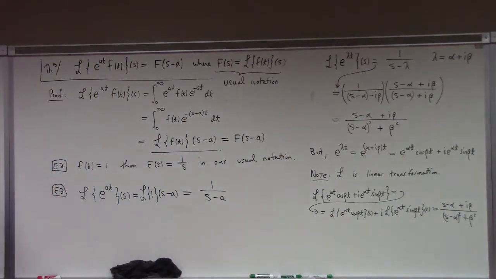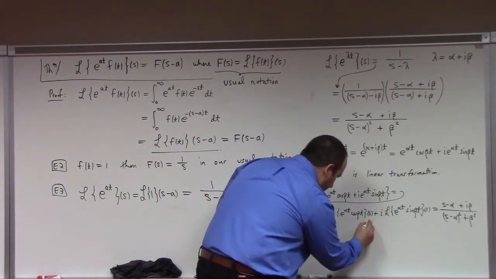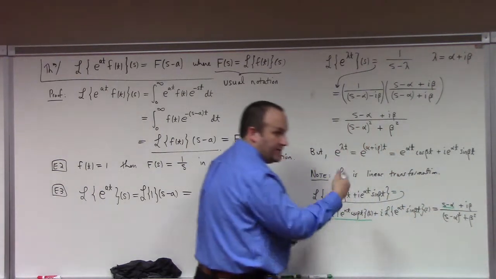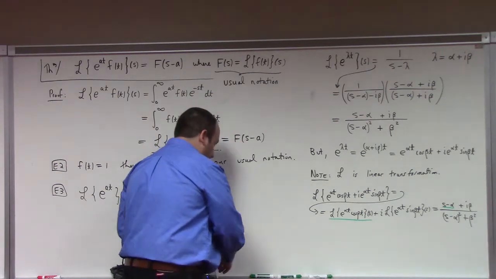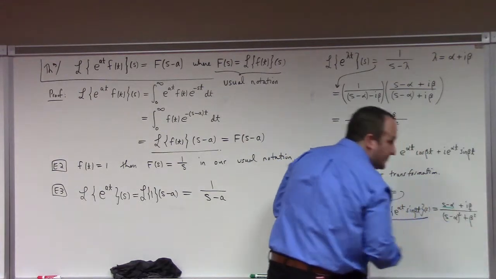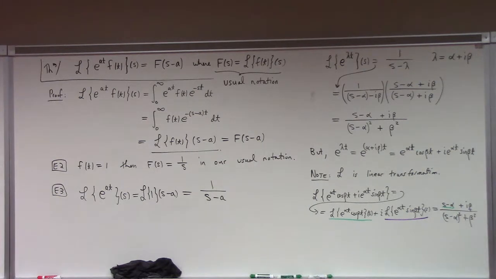So we've got a complex equation. That gives us two real equations: the real part and the imaginary part. The real part, the Laplace transform of the cosine term, is going to pick up this s minus alpha over the denominator. And the imaginary part is going to pick up the beta term. So from the Laplace transform of the exponential, I can extrapolate, using complex math, the Laplace transform of exponentials times sine or cosine.